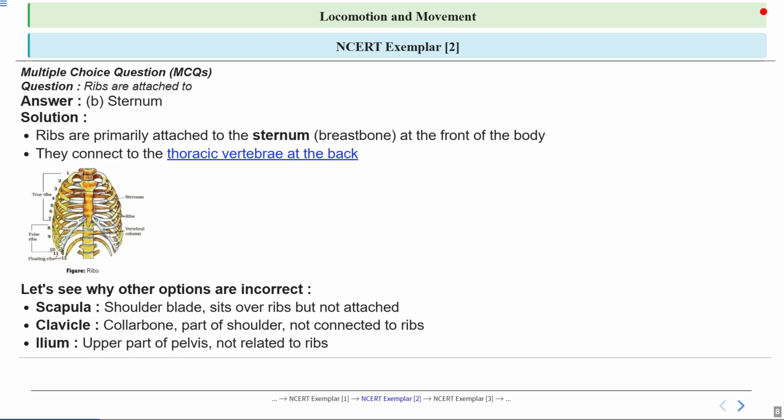Now, the ilium is part of the pelvis, which is the bony structure that forms the basin of the lower abdomen. It is not connected to the ribs, which are part of the rib cage and the upper body. So, the ilium helps support the spine and provides attachment points for muscles that are involved in movement and posture.